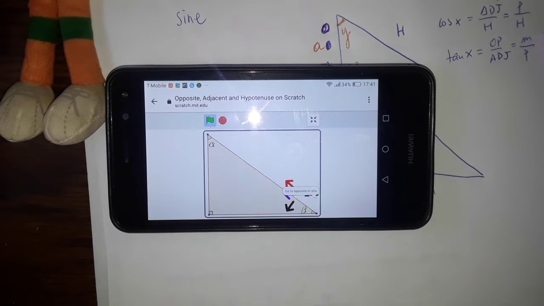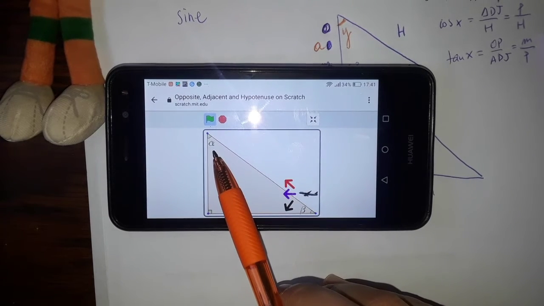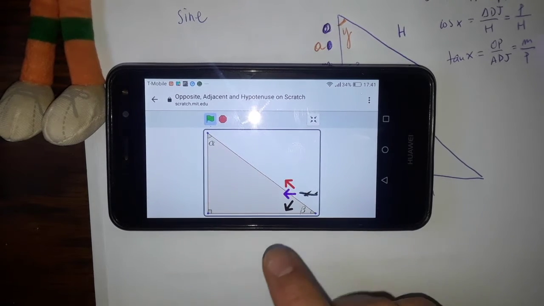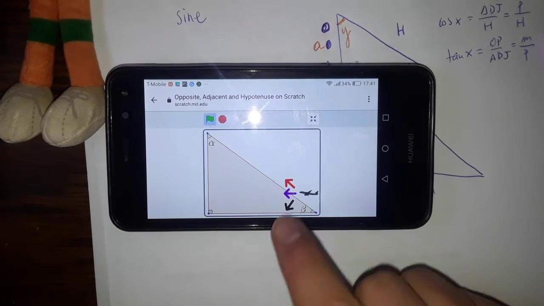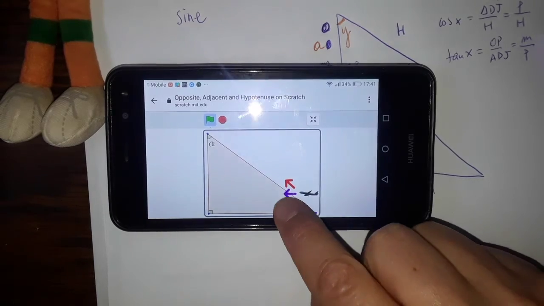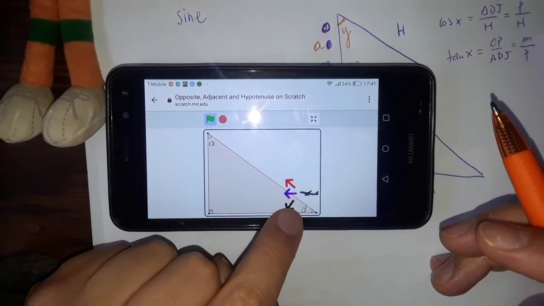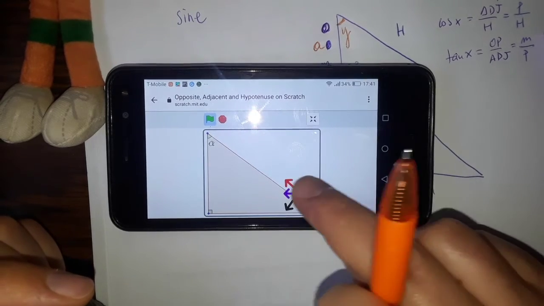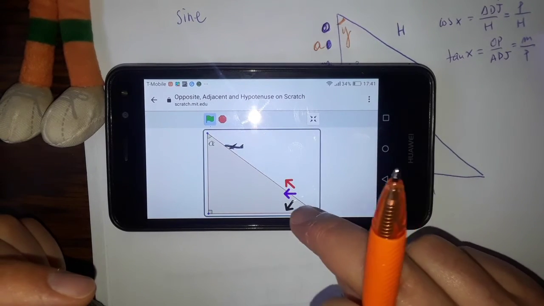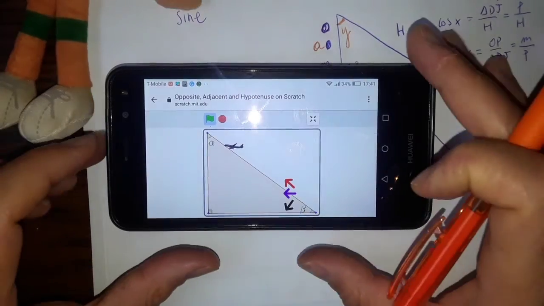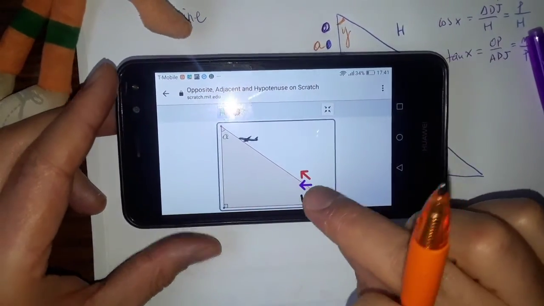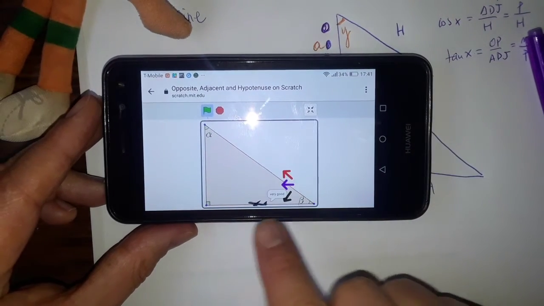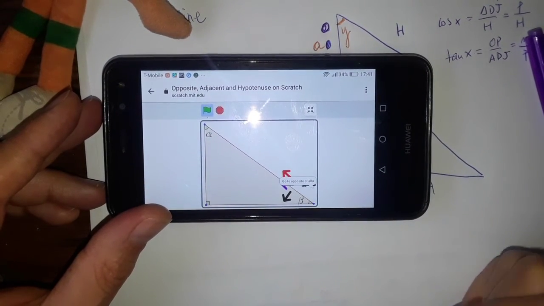Okay, and then go to opposite of alpha. This is alpha. Which one is the opposite of alpha? The opposite of alpha is this one, right? So I'm going to click this one, the black one. Let me see if it works. Trying to make it work, but I don't know why it's not working. It might be something wrong with the phone. Now it's working. Very good. So this is the opposite of alpha.